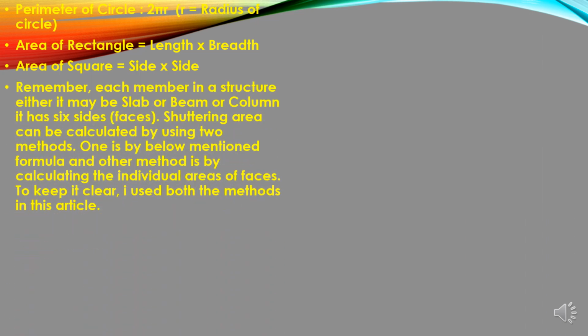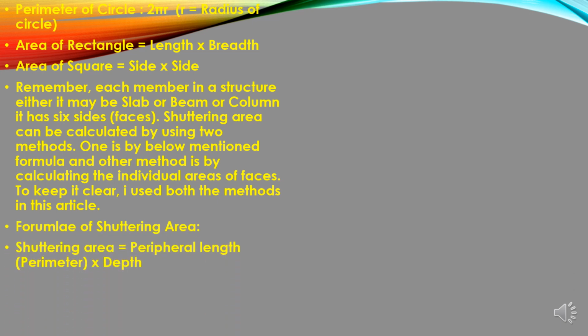Remember, each member in a structure, either it may be a slab, beam, or column, has 6 sides. Shuttering area can be calculated by using two methods. One is by the below mentioned formula, and the other method is by calculating the individual areas of faces. To keep it clear, we try to analyze both the methods. Formula of shuttering area: shuttering area is equal to peripheral length into depth.